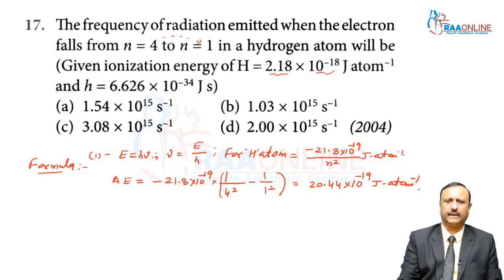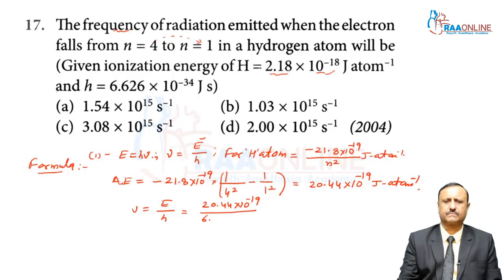Here when you get the delta E, you can put this E value in the frequency formula, because he wants the frequency of radiations emitted. So nu is equal to E upon h. Putting the values, 20.44 into 10 to the power minus 19 upon the Planck constant, 6.626 into 10 to the power minus 34, which is given in the numerical. Then you get 3.08 into 10 to the power 15 per second.